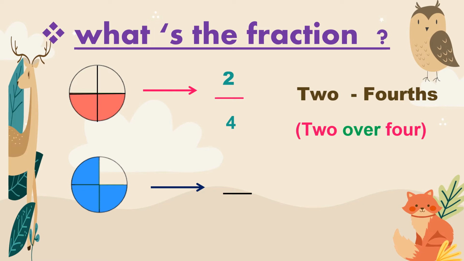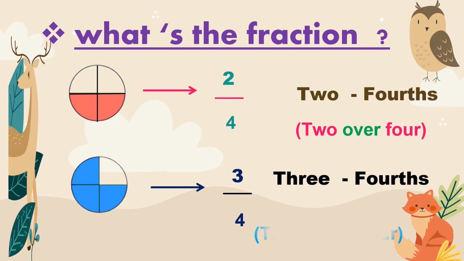If I have this shape divided into 3 parts, okay, 1, 2, 3. How can I write this? How many parts colored? 1, 2, 3. The total parts 1, 2, 3, 4. So I will write 3 over 4. How can I read this? 3/4 or 3 over 4.